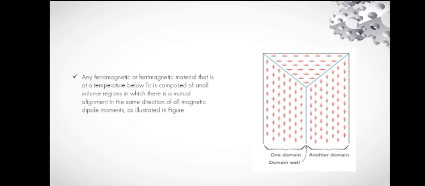So any ferromagnetic or ferrimagnetic material that is at a temperature below the Curie temperature is composed of small volume regions in which there is a mutual alignment in the same direction of all magnetic dipole moments, as illustrated in this figure.